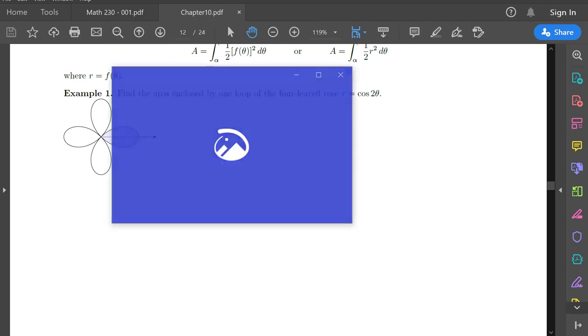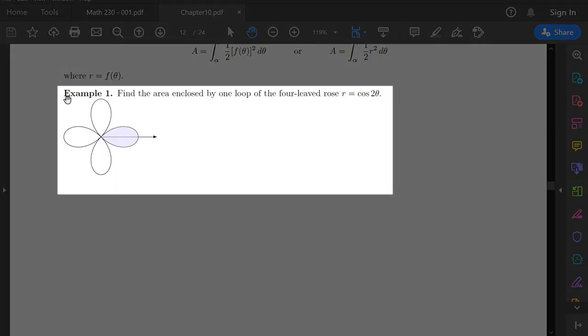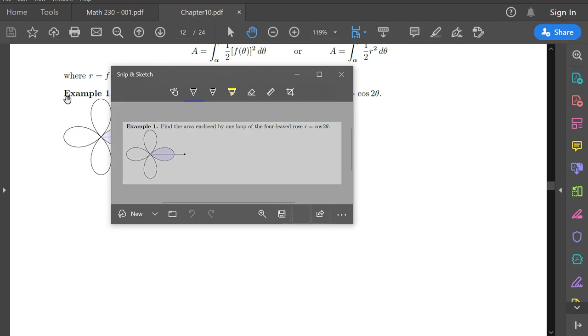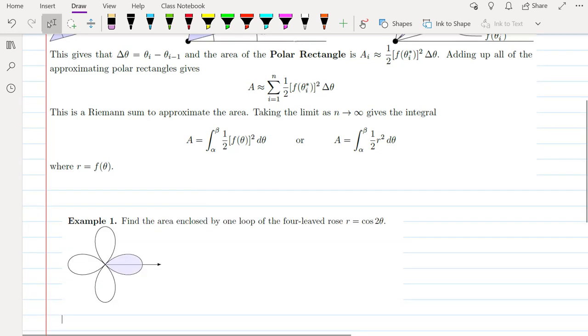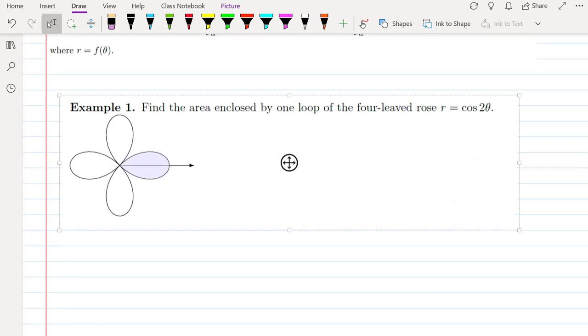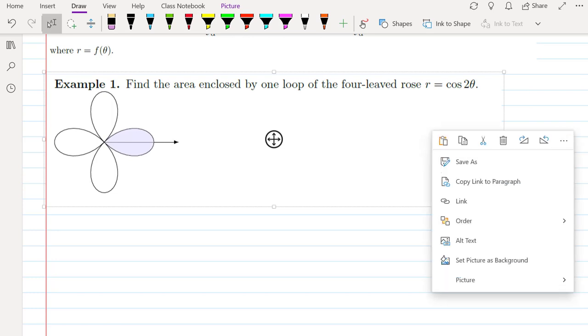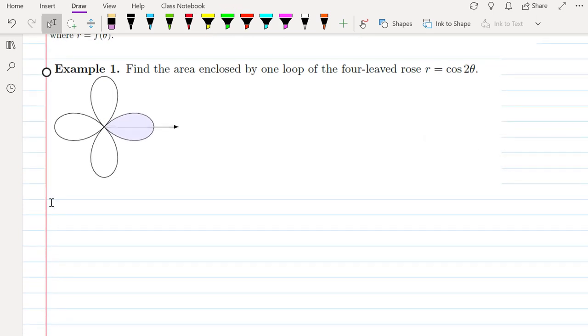So let's go ahead and take a look at our first example. We want to find the area enclosed by one leaf of this four-leaf rose. Our rose is given by the equation r equals the cosine of 2 theta. So we need to find when the curve returns to itself, and when we look at this rose, it's going to do something like this if we were to trace it. So this equation is going to have many solutions.